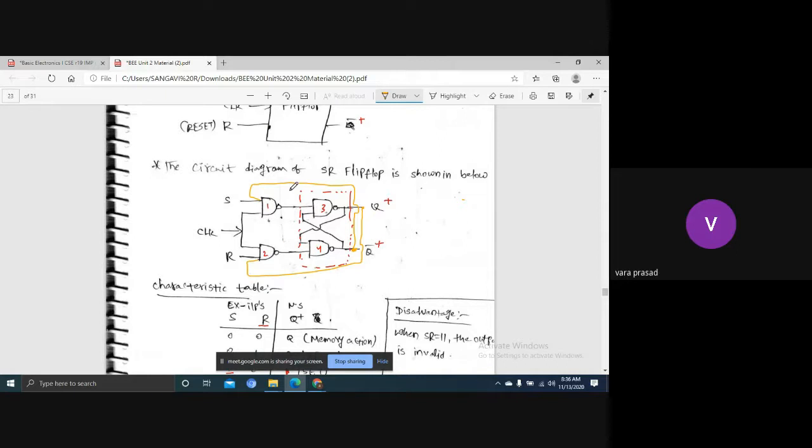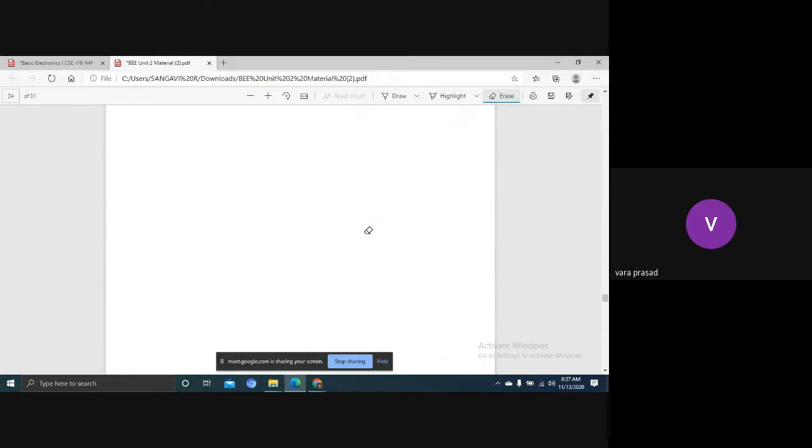Same circuit. This Q bar plus output I am giving as input to the S gate. Then 3 inputs here. And the Q plus output I am giving as input to the second gate, the reset NAND gate, right? There we are going to give it. This is about the JK flip-flop circuit diagram. That's it.